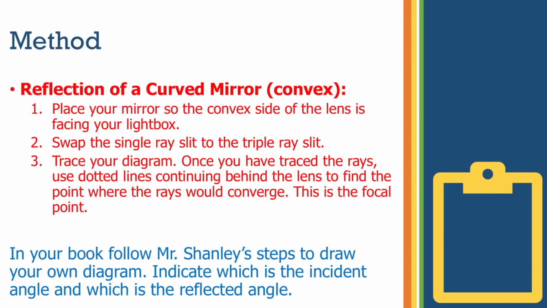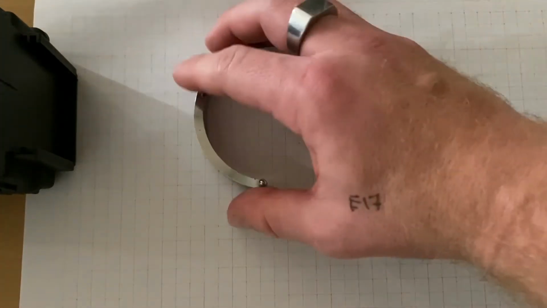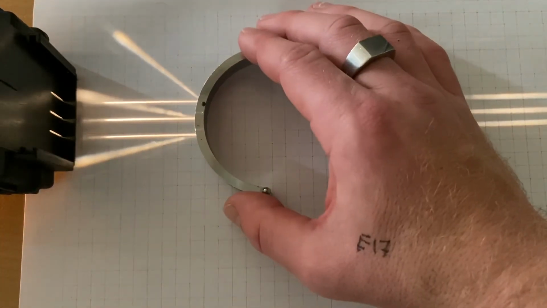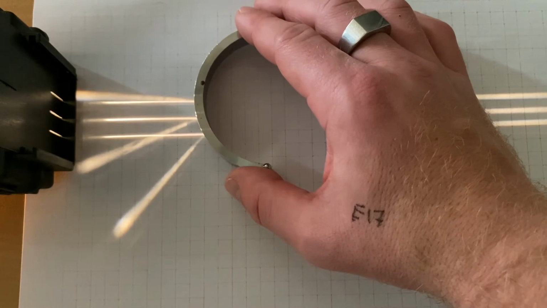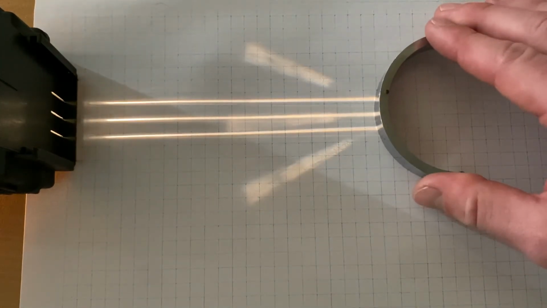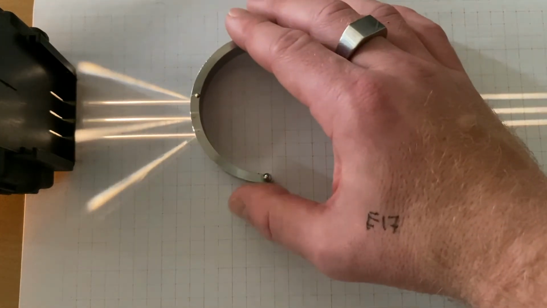In the next part of our investigation, we'll be looking at the reflection of a convex mirror. Pause now to take your notes. A convex mirror is essentially the opposite of a concave. So for this section, we'll use the same mirror flipped the other way around. You can see no matter where I move the mirror, all of the rays diverge, meaning that they move away from each other.